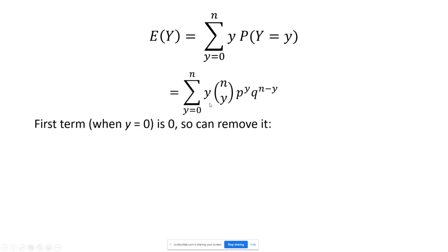And the first thing we can do is to notice that our first term, when y equals 0, the term is 0. We'd just be adding 0 times a probability. So we can remove that term. It doesn't add anything to our sum. So we can change that to a sum as y goes from 1 to n.